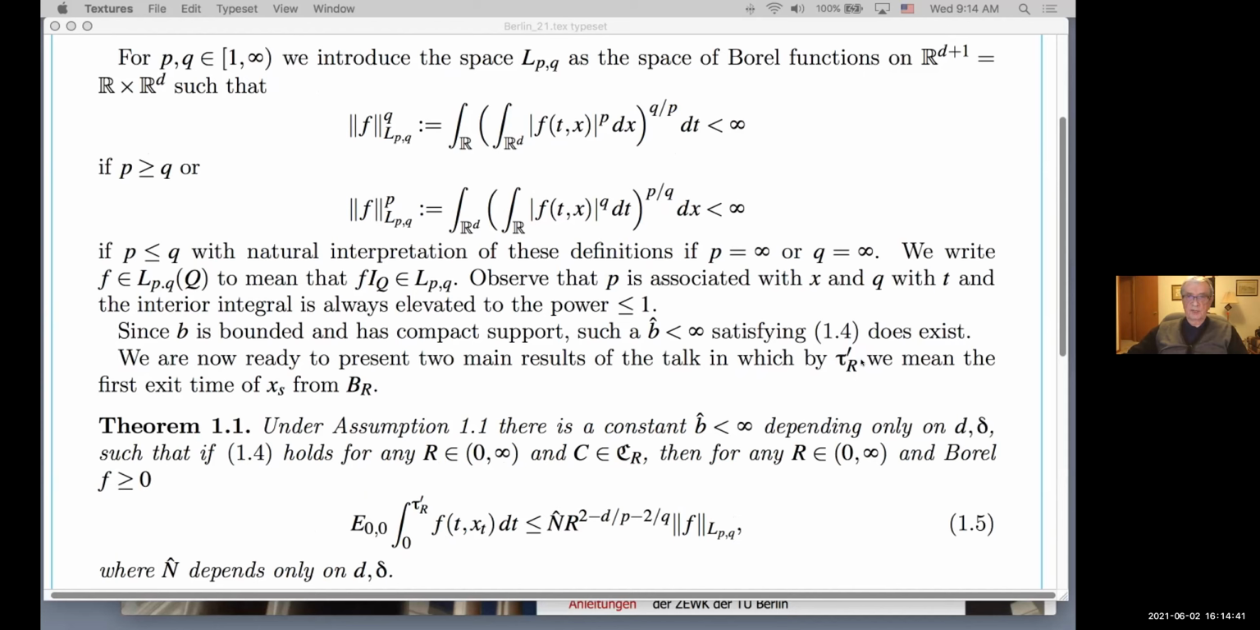where tau prime R is the first exit time of X_s from B_R. This is what I'm saying about the right-hand side, the function f inside the integral. For any non-negative f, you have this estimate where this N depends only on d and delta. So it actually doesn't matter how smooth or how bad the coefficients are: if you approximate them with good ones, then for the equation with bad coefficients you will have the same estimate, provided that this constant is independent of your approximation.